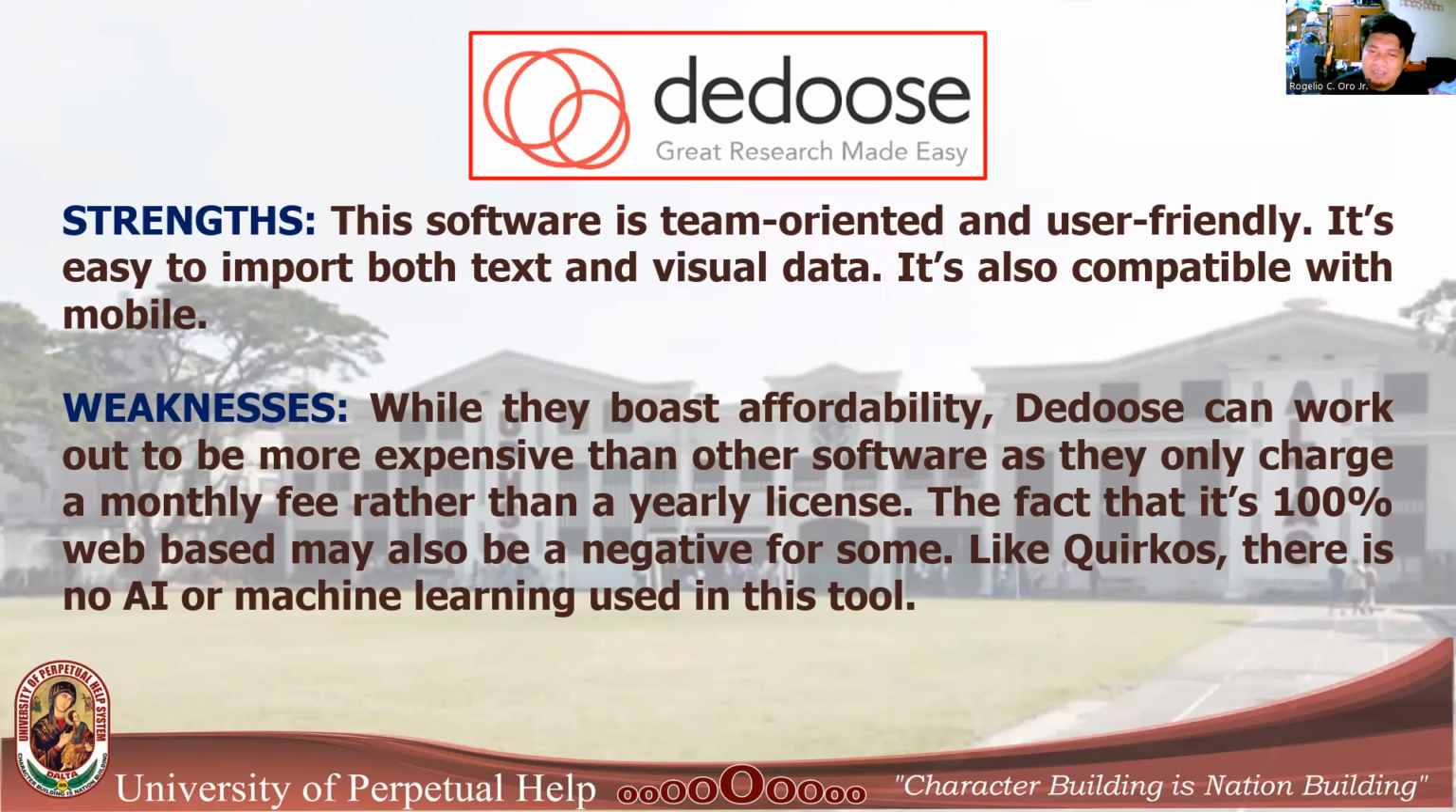Weaknesses: while they boast affordability, Dedoose can work out to be more expensive than other software as they only charge a monthly fee rather than a yearly license. So if you can afford it, Dedoose is for you. The fact that it's 100% web-based may also be a negative for some. Like Quirkos, there is no AI or machine learning use in this tool.